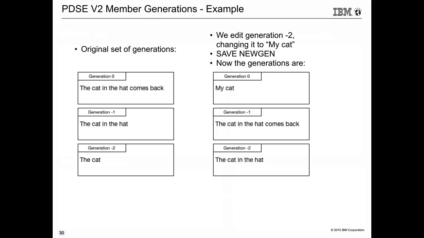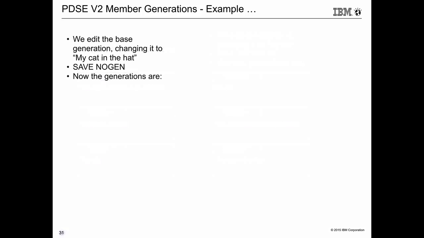Okay, so keep in your mind what that picture looks like, with my cat, the cat in the hat comes back, and the cat in the hat. And let's do an edit again. Let's now edit the base generation, changing my cat to my cat in the hat. We're going to save no gen.